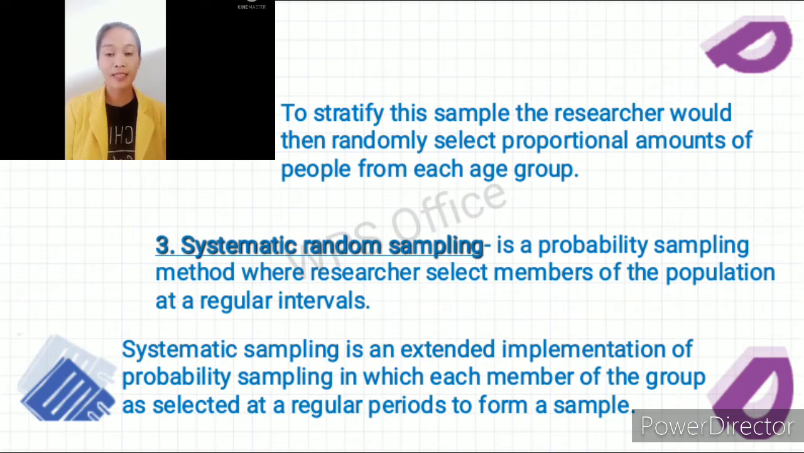So third is systematic random sampling. It is a probability sampling method where researchers select members of the population at a regular interval. It is a type of probability sampling method in which sample members from a large population are selected according to a random starting point but with a fixed periodic interval. This interval, called the sampling interval, is calculated by dividing the population size by the desired sample size. Systematic sampling is an extended implementation of probability sampling in which each member of the group is selected at regular periods to form a sample.